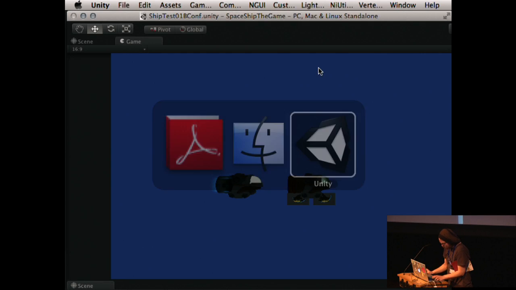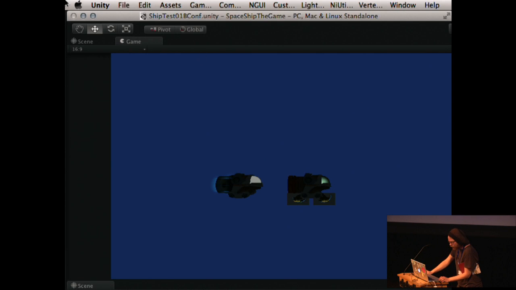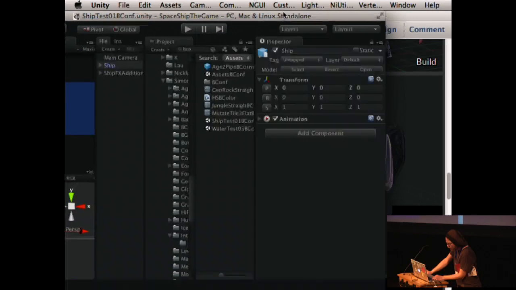I think now's the time to try and go to Unity. I don't know how it will function. Oh, wow. It has detected that we are on a very small screen and therefore put me into game view for some reason. Let's see. Oh, wow.